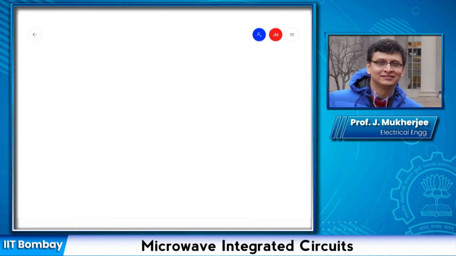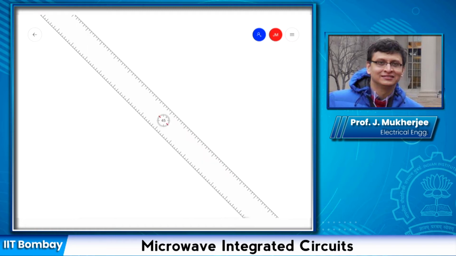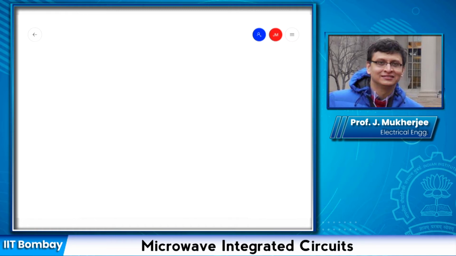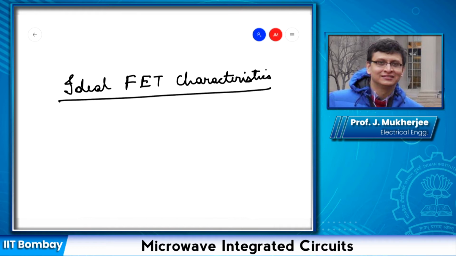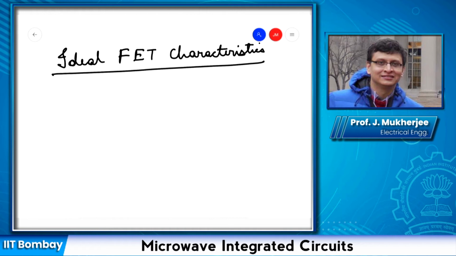So, let us first consider the ideal FET characteristic. So we know about field effect transistors like MOSFET. What should the characteristics of an ideal FET be? So to do that, we will simplify.